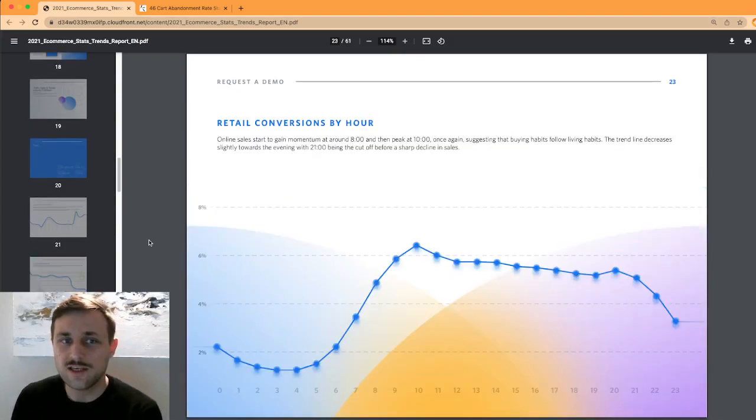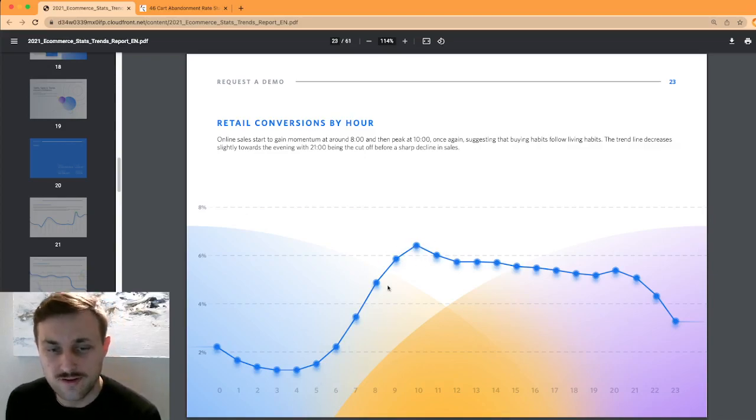Okay, and here we have the conversion rates by hour of the day. So you see the maximum here is around 8, 9, 10 in the morning. It significantly increases starting at 6 a.m. and then it's pretty flat for the rest of the day. Between 11 a.m. and 8, 9 p.m. it's on a slight downward trend.